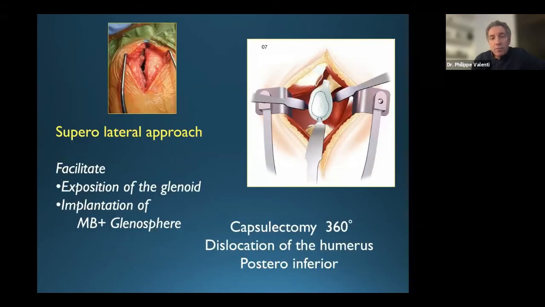So it's very easy. If you do a capsulectomy, you do a posterior and inferior dislocation of the humerus. You do a large capsulectomy. You use 4 retractors to see the glenoid very well. And I think that if you use this technique, you can put the base plate in a good position, because it's very, very important.